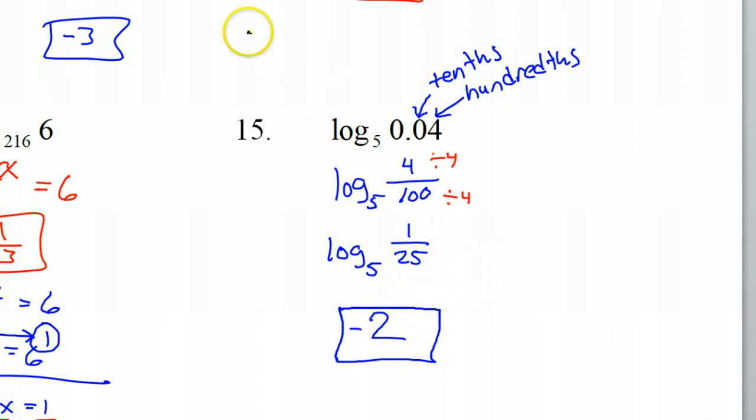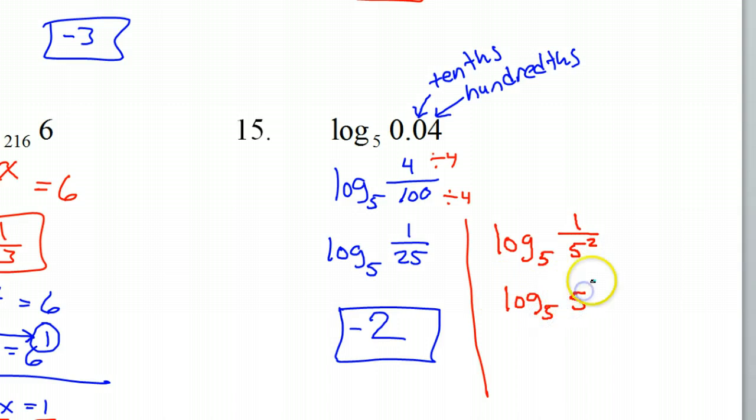Okay, so that was one way to do it. Here's the other way. Alright, if I have log base 5 of 1/25, I'm going to go ahead and write that 25 as 5 squared. And then this would be the same thing as log base 5 of 5 to the -2 power. Alright, since a negative power drops you down, these should be the same. And then log base 5 and a base 5, they cancel out, and you get -2. Okay, so that's another way to think about it.